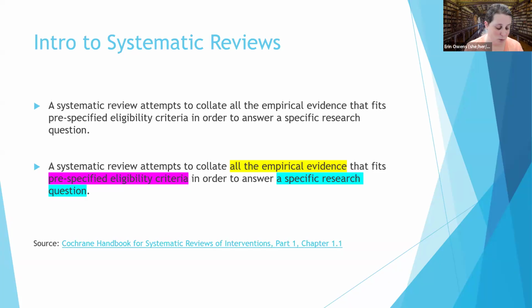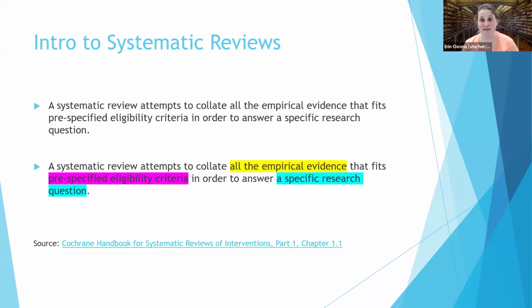This is another piece that's really important. In a lot of types of research, we may go in with a very, very specific question and hypothesis, or we may go in with a very general question, kind of doing exploratory research to see what we might learn. But with systematic reviews in particular, it's going to be a very, very specific research question.